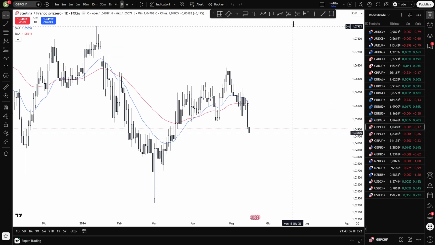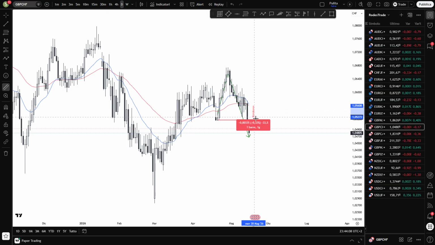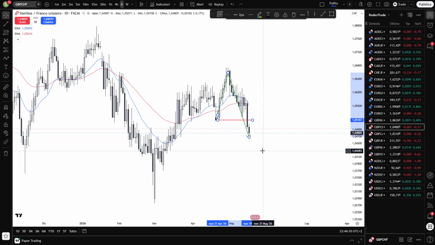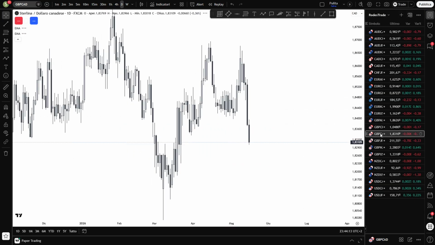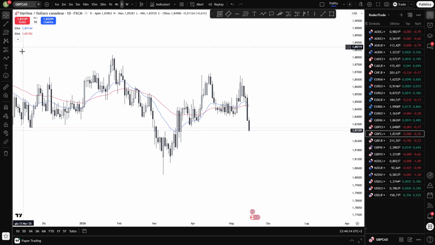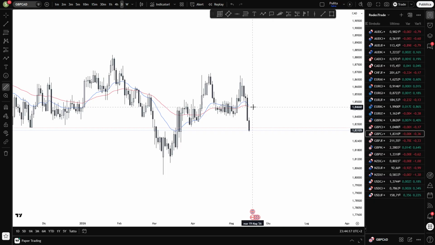GBP CHF is very nice, similar idea. Price expanded on the downside and broke the previous low here. We can see how many pips this is. Nah, not much, it's like 19 pips. Same idea on GBP CAD. Let's see how many pips. Oh, GBP CAD is 150, so this could be one.